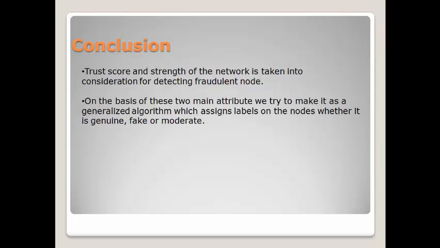After proposing this algorithm, we are able to detect the fraudsters earlier in the network. The two basic attributes, that is trust score and strength, are considered for detecting these fraudulent nodes. In future we can add some more attributes, keeping in mind that the complexity of finding these fraudulent nodes will not increase.